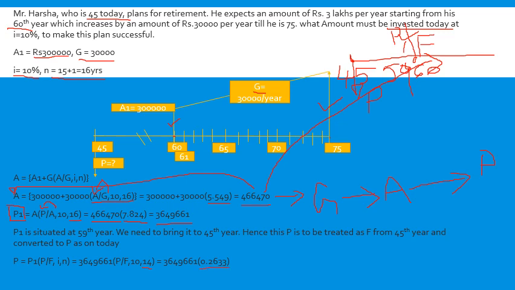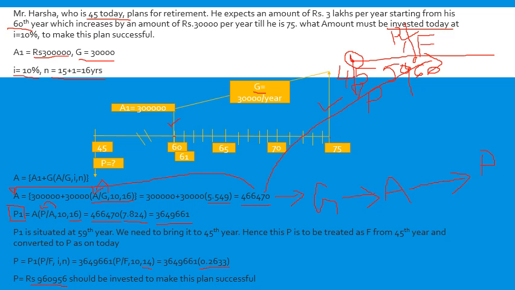Multiply it by this 36,49,661, whatever you have calculated. Now you will get the answer as 9,60,956. That means if you invest 9,60,956 today, that is, in his 45th year, he will get the plan he wants: 3 lakhs in the 60th year, increasing by 30,000 each year till he is 75. If he wants to satisfy that plan, he has to invest 9,60,956 rupees, approximately 9,61,000. Okay, is this clear?